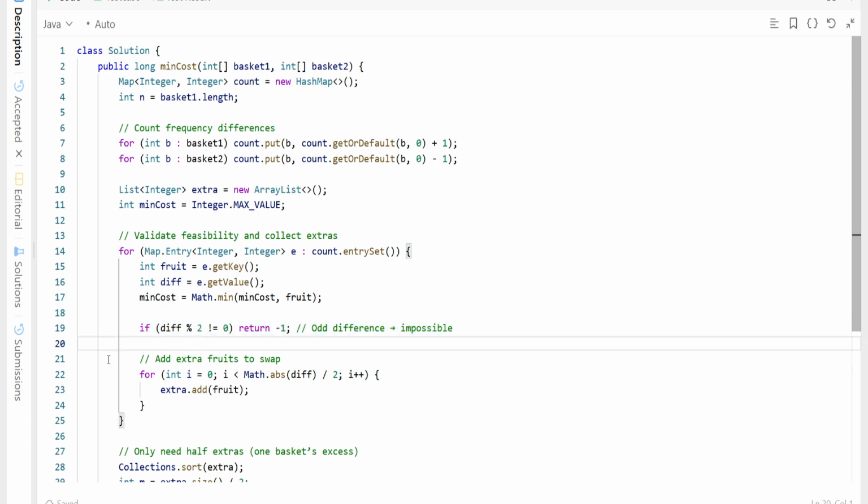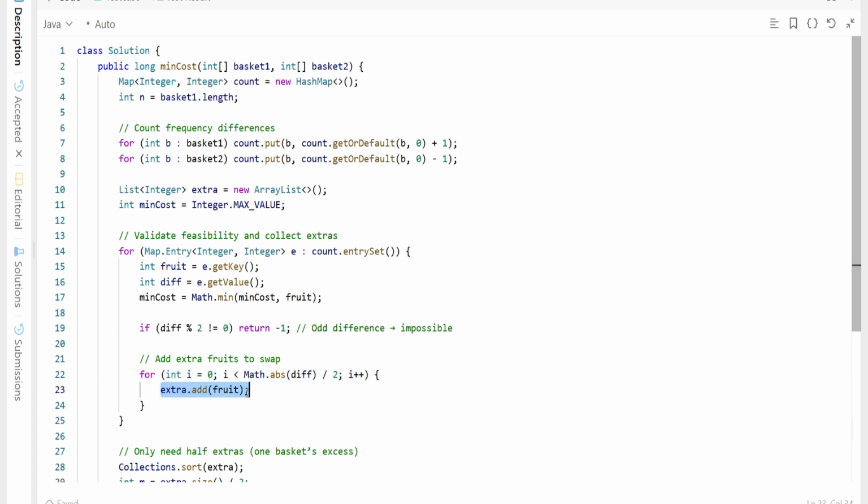Otherwise, let's suppose everything goes well and it is 0, we will not do anything here. If it is not equal to 0, we return -1, because we are checking the sum, whether it is even or not. If it is even, we continue and find the extra fruit to swap. How are we going to do that? We check by dividing the value, and you will take the extra.